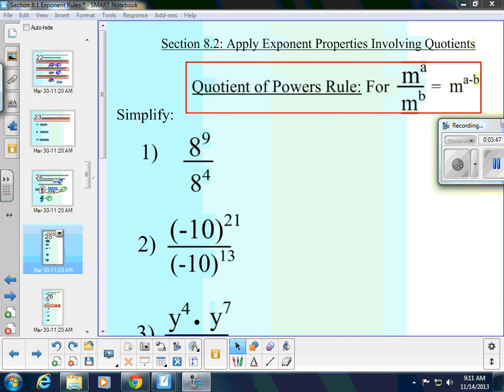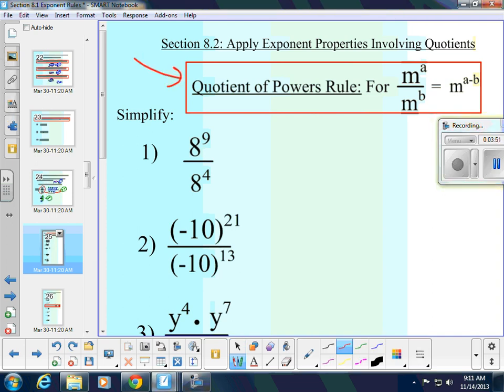So as always, if you're taking notes along with me, that's the first rule I'm going to show you here today. And here it is. So copy that down with me, or in your notes. Quotient of powers rule. Quotient means I'm dividing things. And powers are, again, powers like things with exponents, like we've been dealing with.